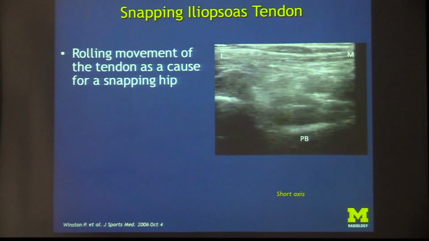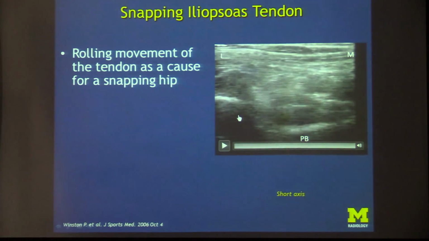Now, the third thing I want to talk about in this context is a snapping iliopsoas tendon, a snapping hip in this location. Not uncommon. Younger female athletes and so on will come and say, we have a snapping hip. It could be painful. And again, we'll use the ultrasound in this regard.